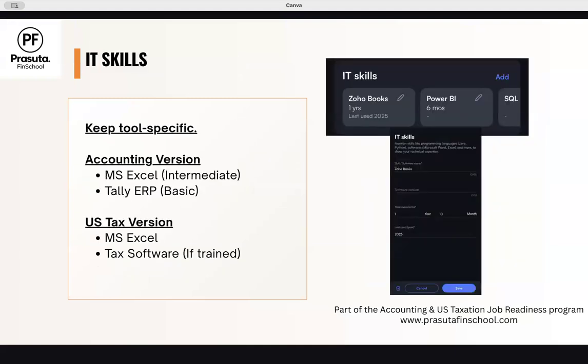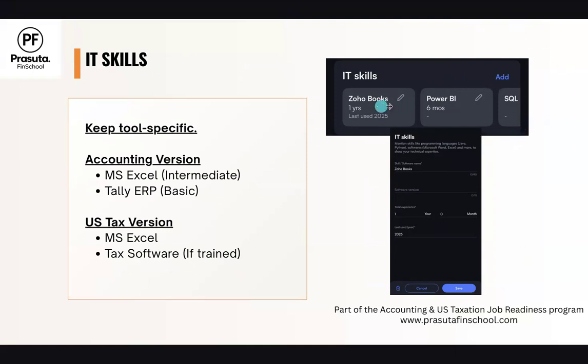Right? Going ahead with the IT skills, you have to mention only relevant IT skills over here. Let's say MS Excel intermediate, Tally ERP basic for an accounting role, and let's say US tax version. For US tax version, it would be MS Excel and tax software only if you have been trained. So this is how your IT skills profile should look like: Zoho Books, MS Excel, Tally, let's say any tax software that is aligning with your particular role.